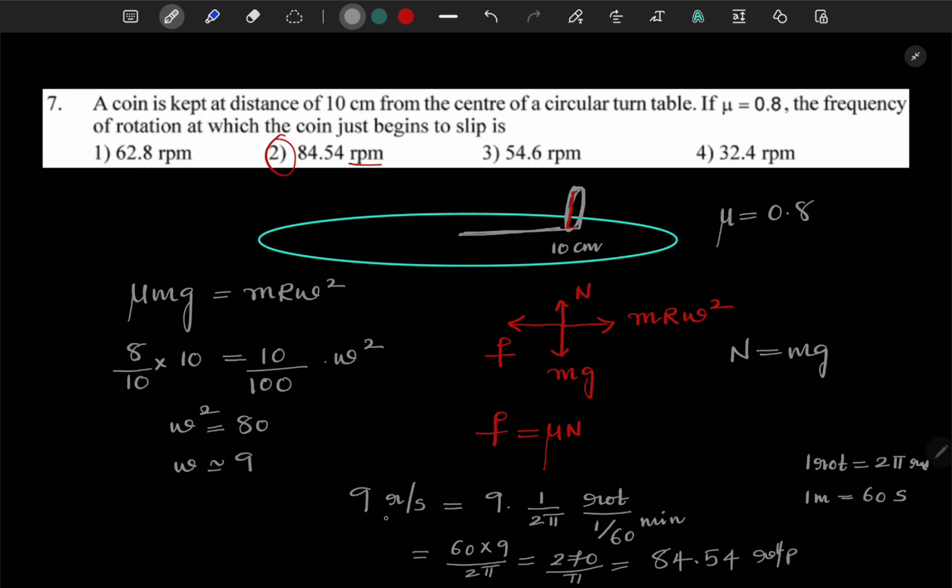So what you have to simply do is, you got the value of omega, right? Omega is 9 radians per second. So you have to convert radians per second into rotations per minute. How do we do that? One rotation is 2 pi radians, so 1 radian would be 1 rotation by 2 pi. So divide by 2 pi. And 1 minute is 60 seconds, so 1 second would be 1 by 60 minutes. So simply 60 by 2 pi. In other words, you can also remember this: to convert rotations per minute into radians per second, we multiply with 2 pi by 60. Here you multiplied with 60 by 2 pi. That's it. So you will get the answer after solving this.